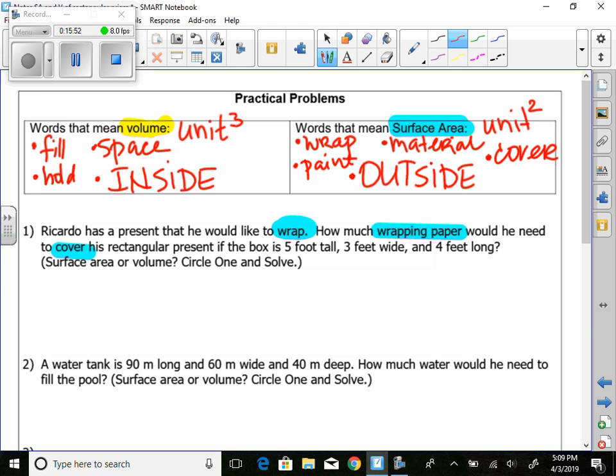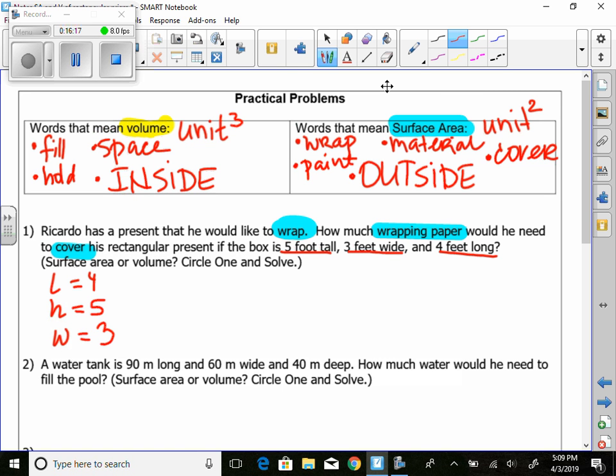You don't really need an image because they're giving you all the information you need right here. So we can draw that or we cannot draw that. But I do like to write out what we have. So we have length, height, and width. So the box is 5 feet tall. It is 3 feet wide and 4 feet long. So what is this? Is this the surface area or volume?